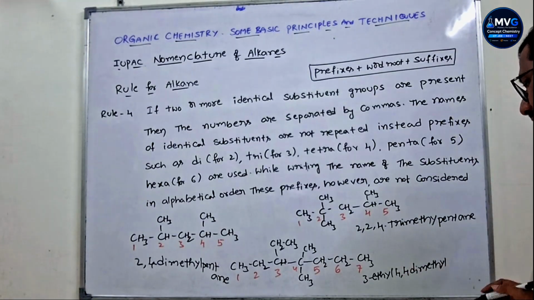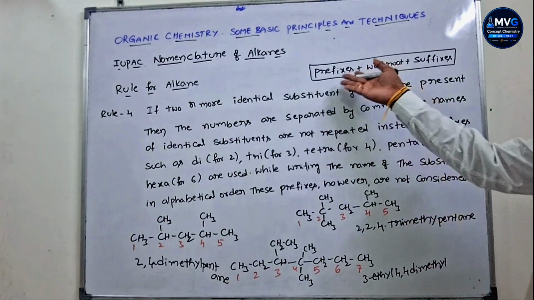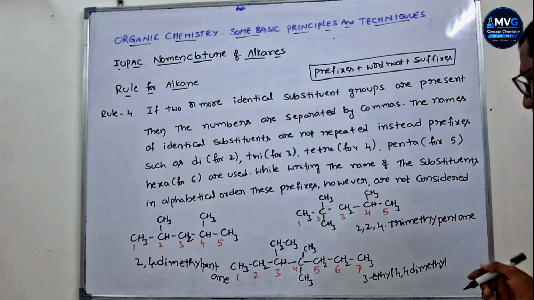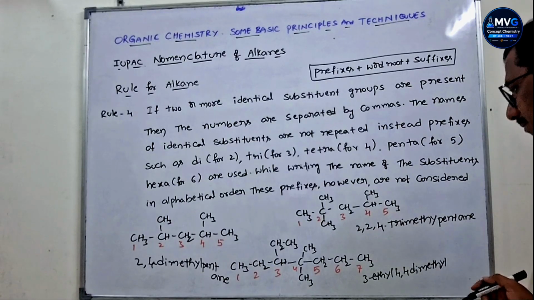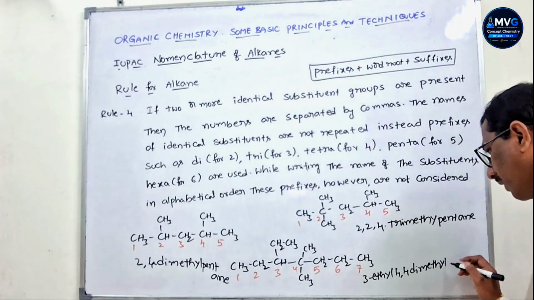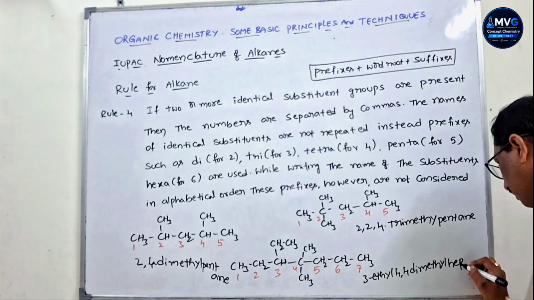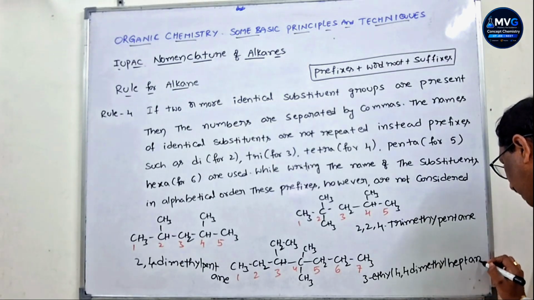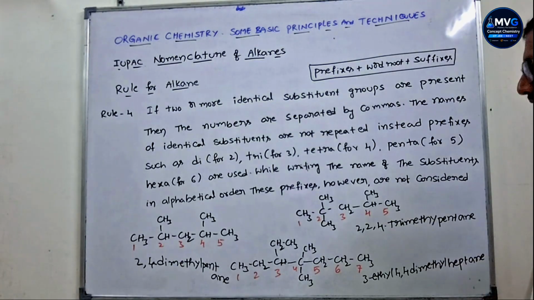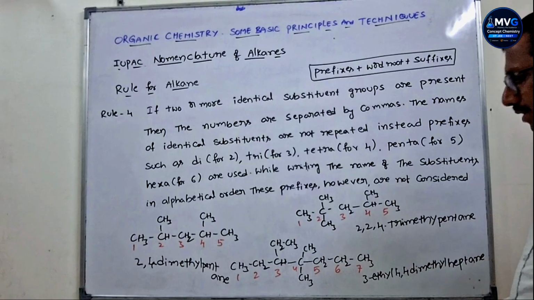Next root word, students. Substituents are completed now. The substituent prefixes come before the root word: 3 ethyl, 4, 4 dimethyl, root word hept, primary suffix ane. Like this, we can write the name for the given organic compounds. Please note down, students.